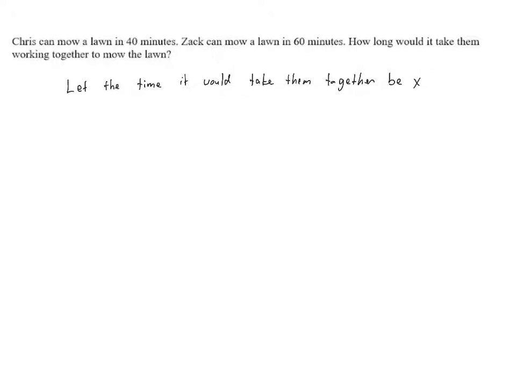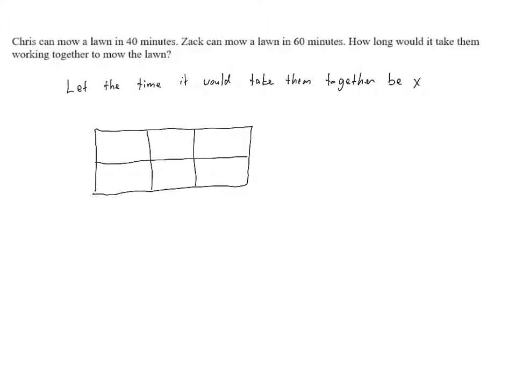Now what we're going to do is set up a table to organize the information here. And the relationship between the different quantities in these shared work problems is rate times time equals work. And in this case, we have two people, Chris and Zach. Now, we need to know Chris's rate of work.